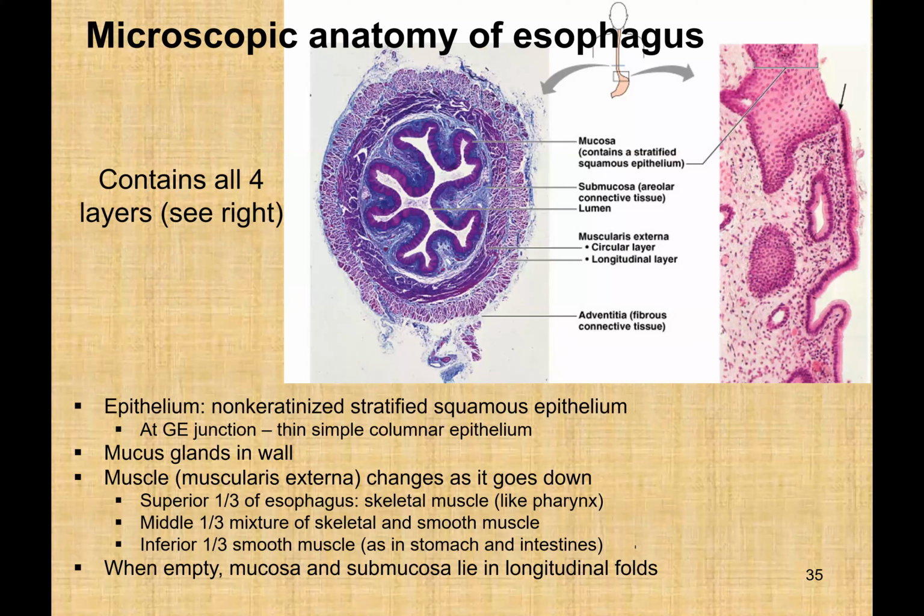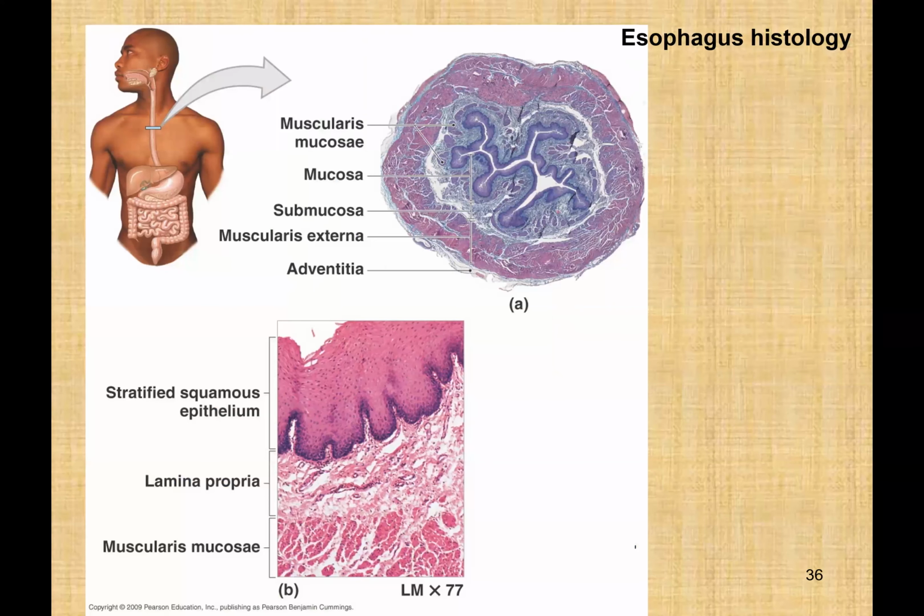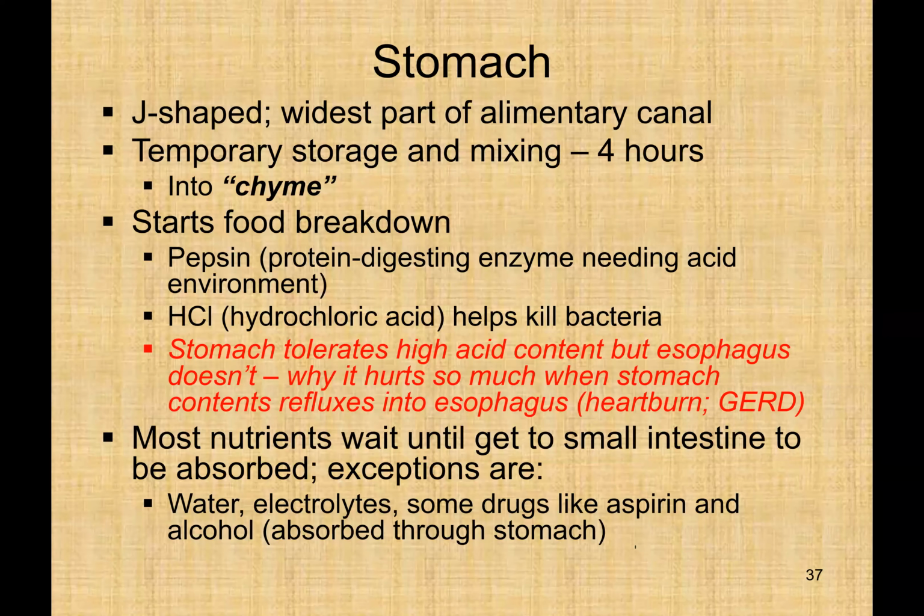So this is just to show a histological display of the esophagus. I'm not going to talk about this. This will be done in the functional histology section. Stomach: J-shaped, the widest part of the alimentary canal, and it does temporary storage and mixing of food for 4 hours into chyme. Emmanuel, you can ask your question.